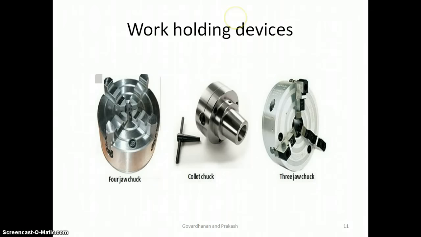Here are the work holding devices. This is a 4-jaw chuck. It contains 4 jaws which can hold the workpiece. This is a collet chuck. This is a 3-jaw chuck or self-centering chuck. A key is used for moving all the jaws simultaneously so that it is self-centering. It moves with the same pace.